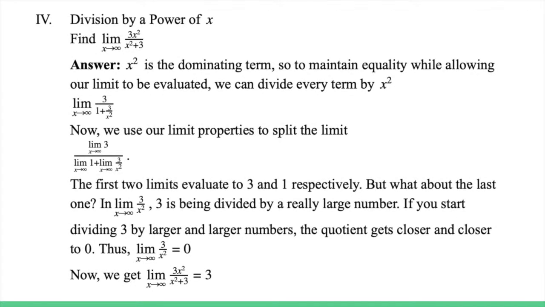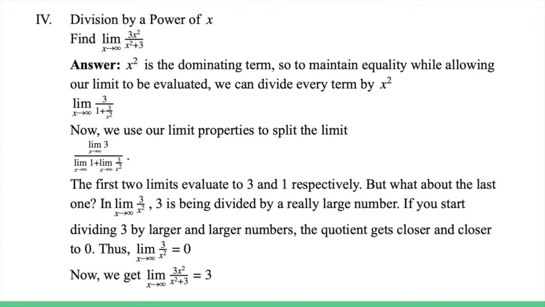4. Division by a power of x. Find the limit as x approaches infinity of 3x squared over x squared plus 3. And this, we have to understand something known as the dominating term. A dominating term is the term in a polynomial that affects the function the most. In this case, for the numerator, it would be x squared, and the denominator, it would also be x squared, because those change the function the most.